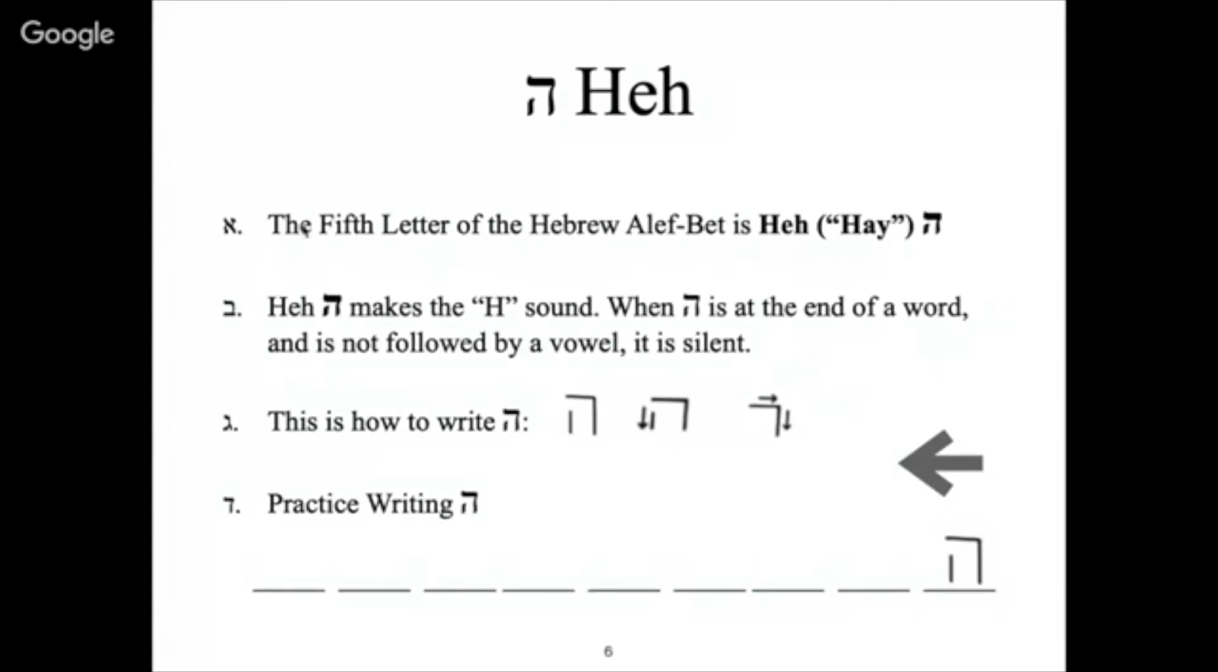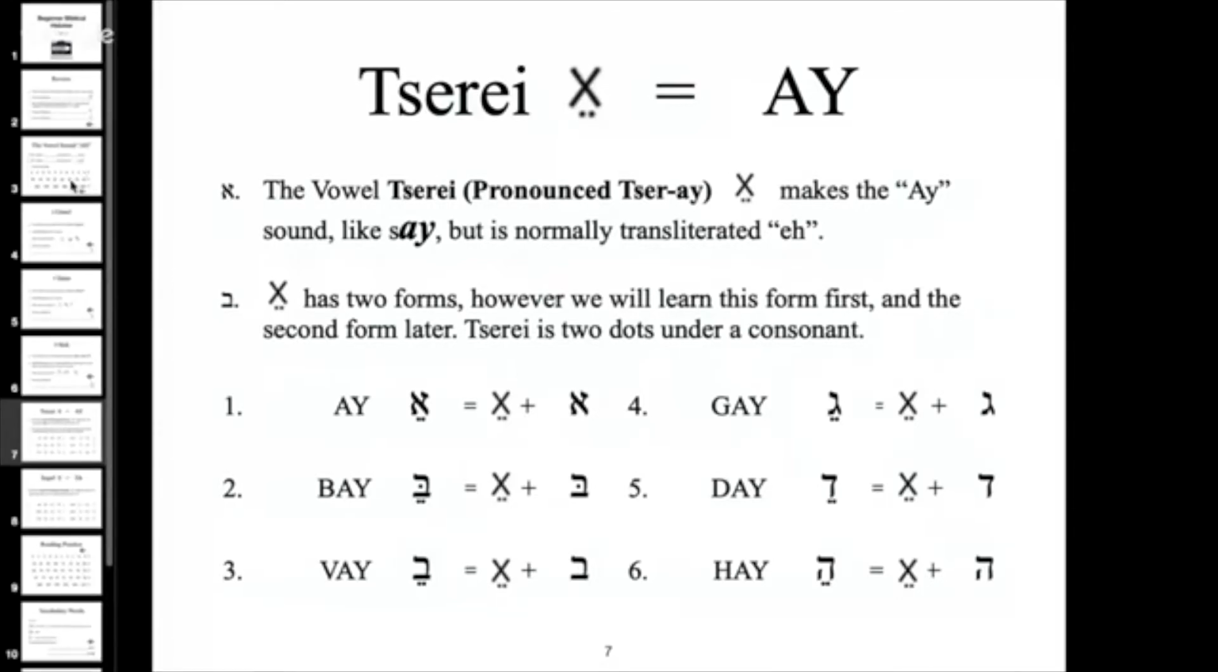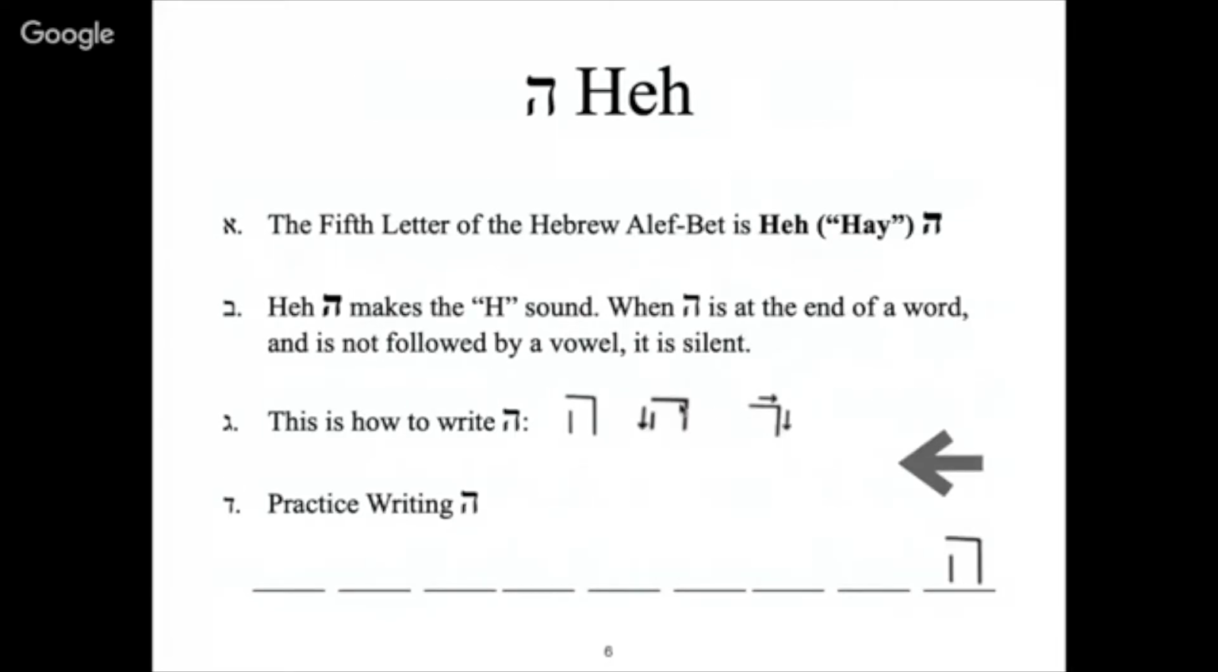And then now we have the Hey. The Hey makes the H sound, and when it's at the end of the word and it's not followed by a vowel, it's silent. So the Hey is silent at the end of a word. Okay, so this is how you write it. You make this line across and come down, and then you have this little piece that's not connected. And remember, you can't connect it, because if you do, you'll be making another letter.